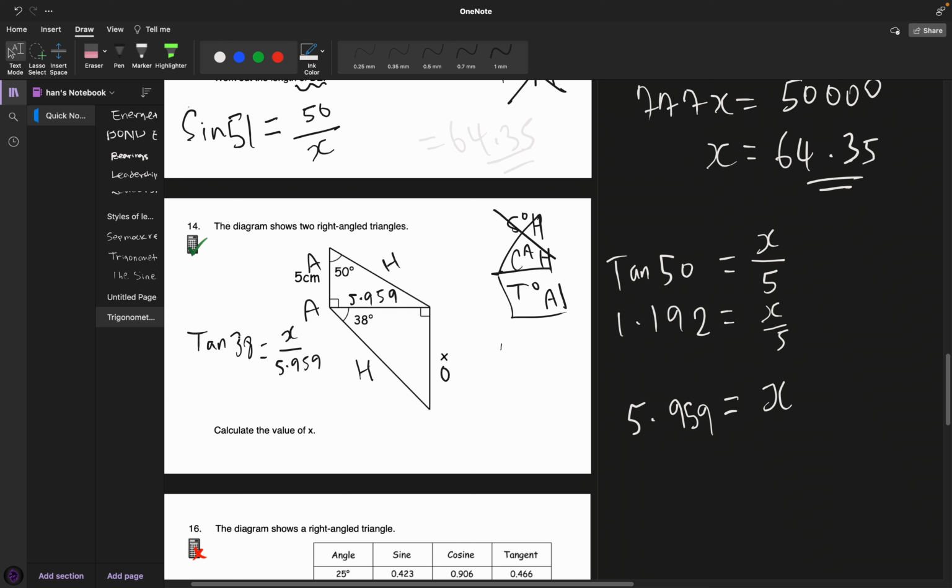Well, we can do tangent 38 into our calculators. And that'll give us 0.781285 continuous. And you can multiply that number by 5.959 to get rid of the denominator.